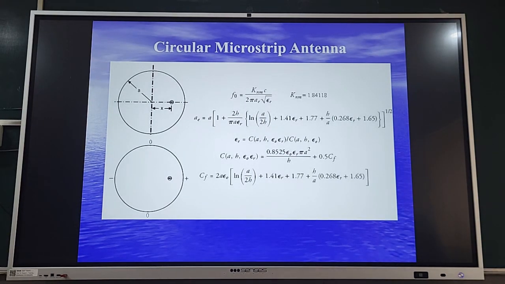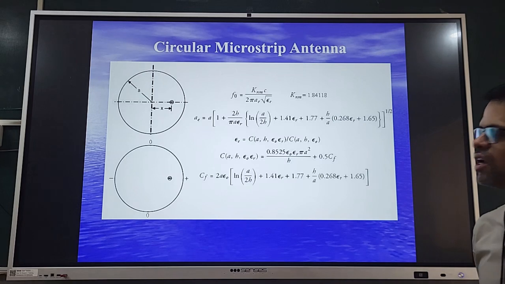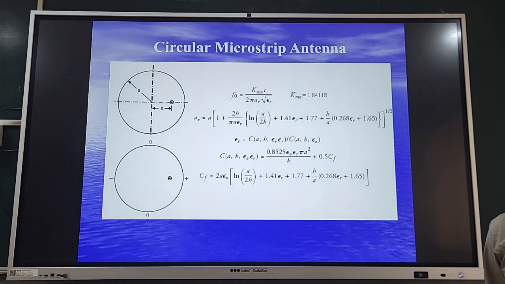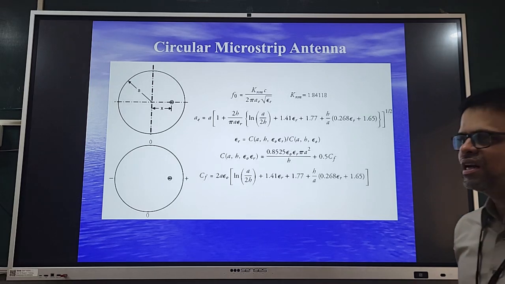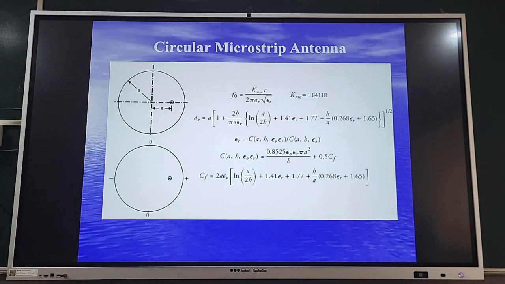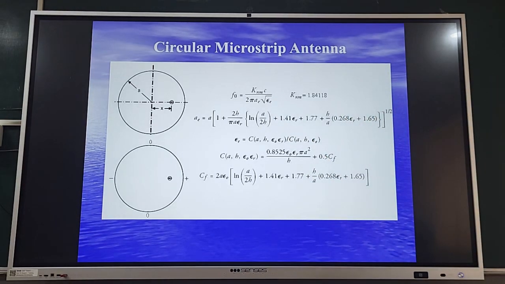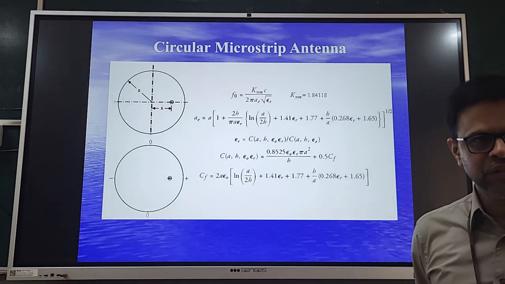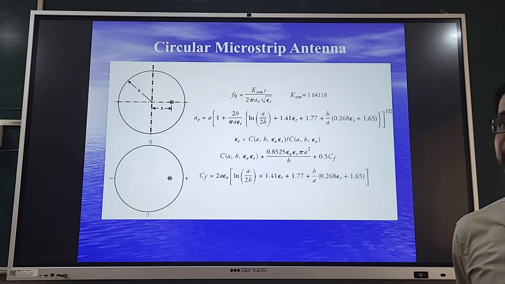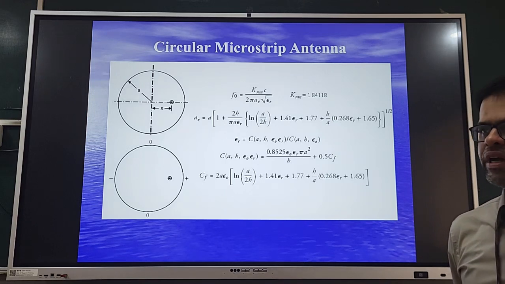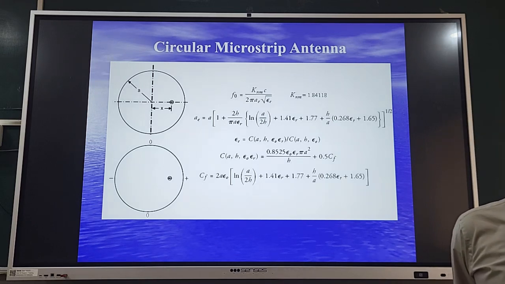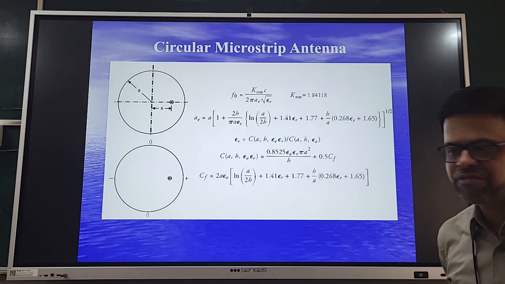Now we'll start with the design of circular microstrip antenna. As the name suggests, circular is the radiating shape, so the name circular microstrip antenna. The resonant frequency equation for the circular microstrip antenna is given over there. Knm is the mth root of the nth order Bessel function of the kth type.